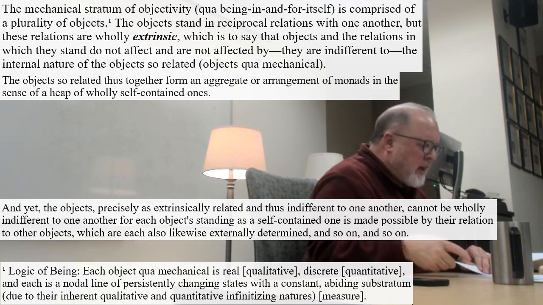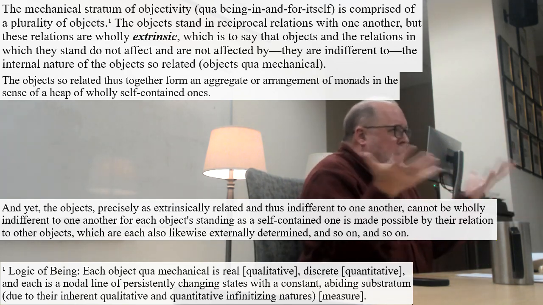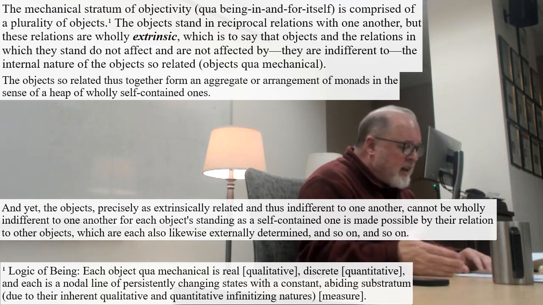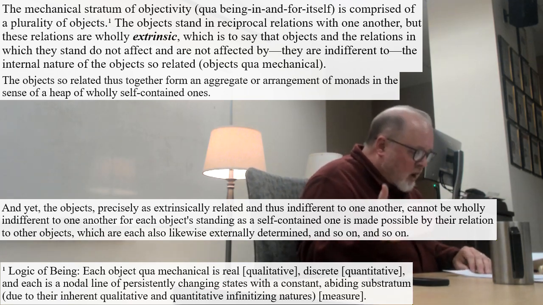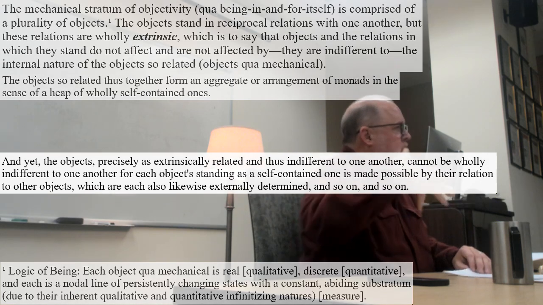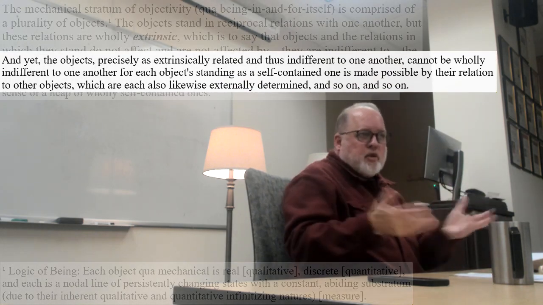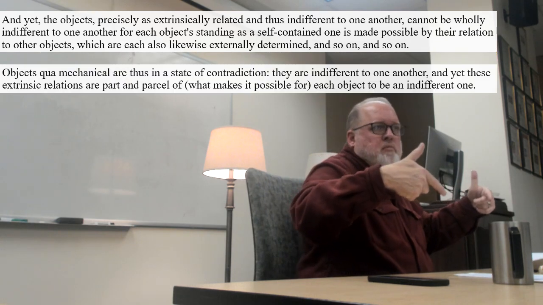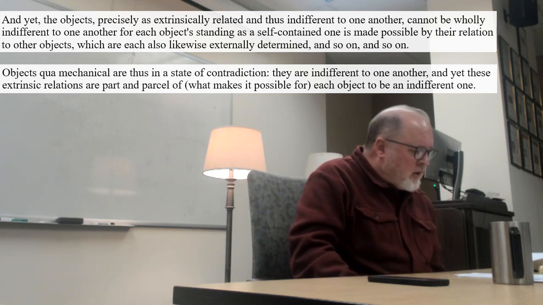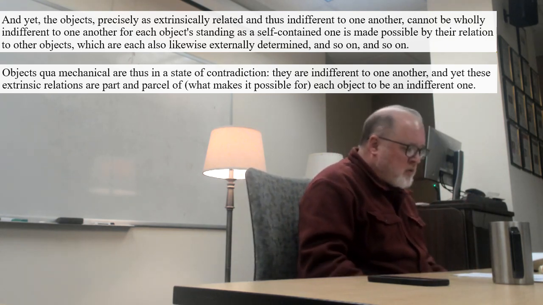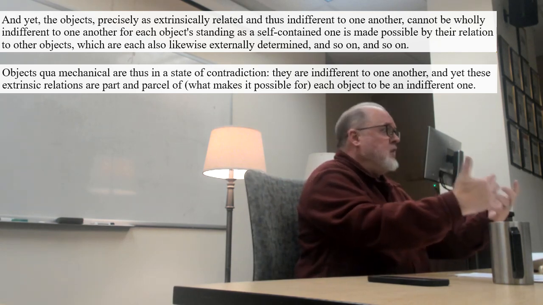And yet the objects, precisely as extrinsically related and thus indifferent to one another, cannot be wholly indifferent to one another, for they can't be. So that's what we started off with, but they can't be that. They can't be wholly indifferent to one another, for each object standing as a self-contained one is made possible to be what it is by their relation to other objects, which are each also likewise externally determined, and so on and so on. So there's the kind of infinity born within mechanism itself. It is constantly, extrinsically related, but those extrinsic relations are actually determining in a certain sense. Objects qua mechanical are thus in a state of contradiction. They are indifferent to one another, and yet these extrinsic relations are part and parcel of what make it possible for each object to be an indifferent one. So there's already this notion of contradictions at work here, becoming endemic in chemism.